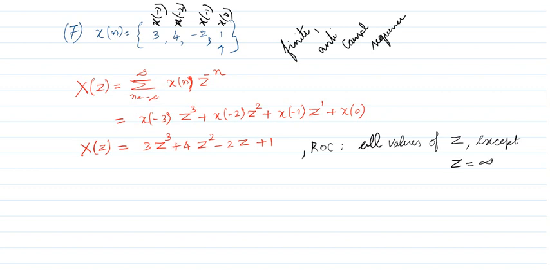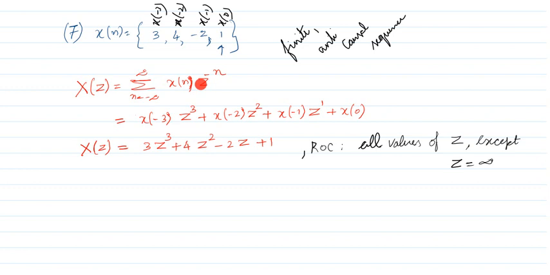Okay, what are the n values? 0, minus 1, minus 2, minus 3. So first substitute minus 3: x of minus 3, in place of n if I substitute minus 3, minus minus plus. X of minus 2, in n I am substituting minus 2, minus into minus plus, so z square. In place of n I am going to put minus 1, so x of minus 1 is z power 1. Then substitute n as 0: z power 0 is 1.